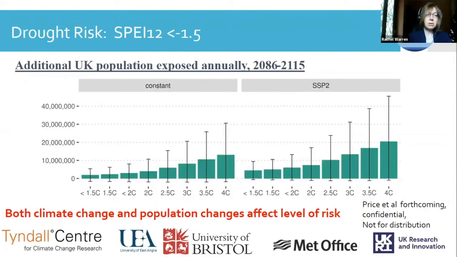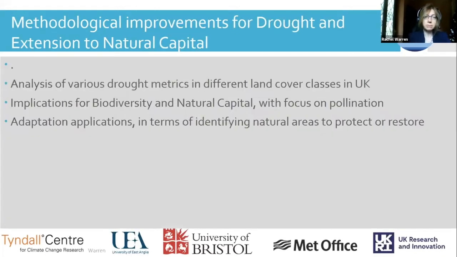So moving on now to look at drought. Here we again looked at the population exposed annually by the end of the century. We find again increases in risk, strongly affected by both climate change and population change. The indicator we used here is SPEI 12. That is an indicator which includes not only the change in precipitation, but also looks at potential evapotranspiration, and that is important to include because this increases greatly with climate change.